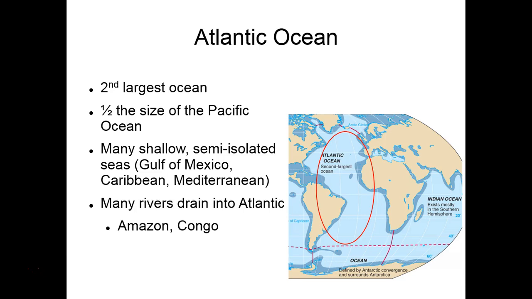Additionally, there are lots of rivers that drain into the Atlantic Ocean, such as the Amazon or the Congo. So the Atlantic Ocean has areas where a large amount of fresh water is moving into the ocean. And so if you went around those rivers, you would see that the ocean was fresher around those areas. So that contributes to the salinity of the Atlantic Ocean.